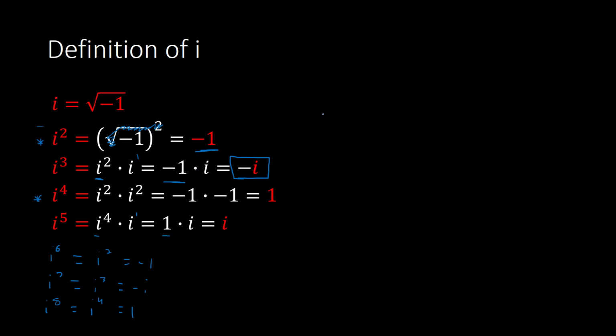i to the 9th power would equal i, i to the 10th would be i squared, i to the 11th would be i cubed, and so on. So every 4, they're going to cycle back through and get back to the original definition of i. So we've learned how to raise i to different powers. Now we're going to use this to simplify.